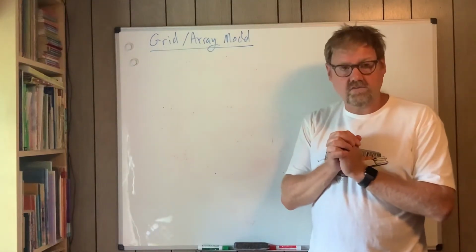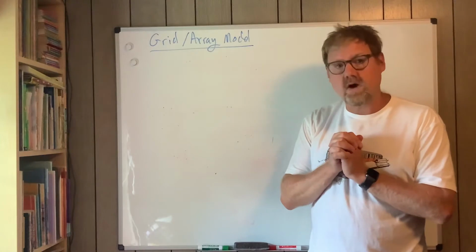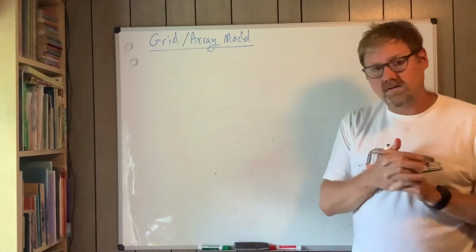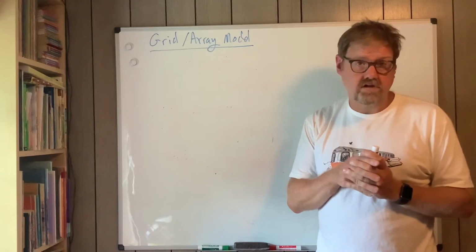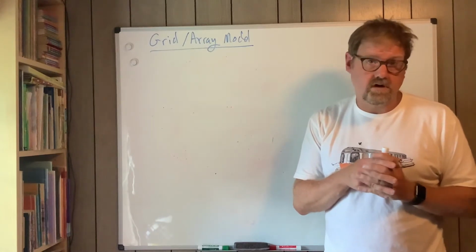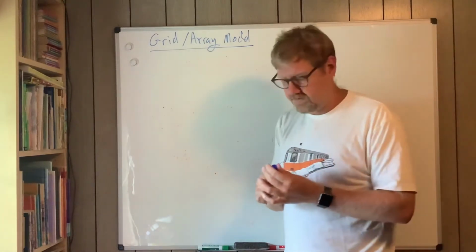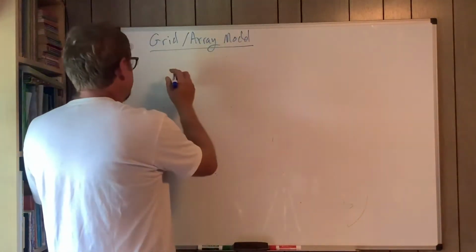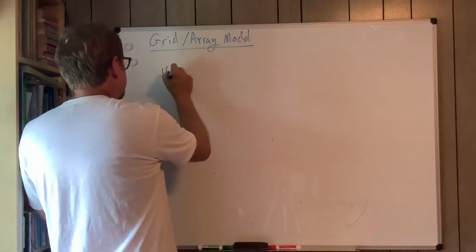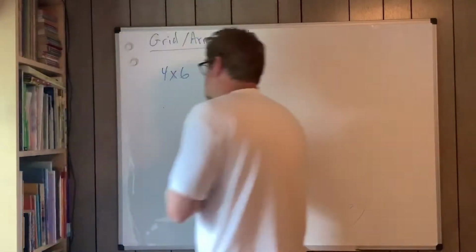So this is going through the grid or array model a little bit. Typically this is introduced for multiplication, and then you can use it again for division under certain circumstances. Anyway, let's say we have the 4 times 6.